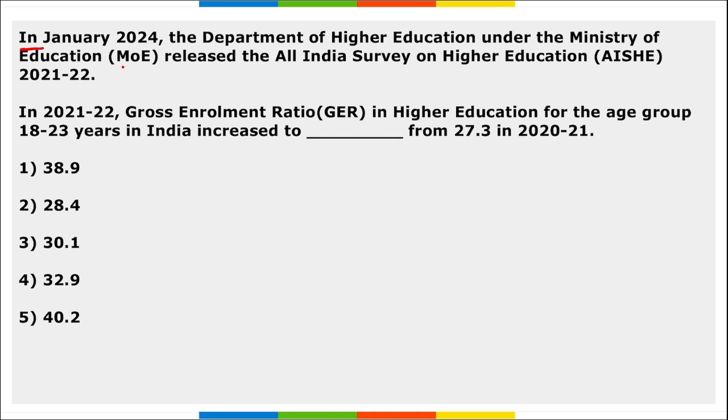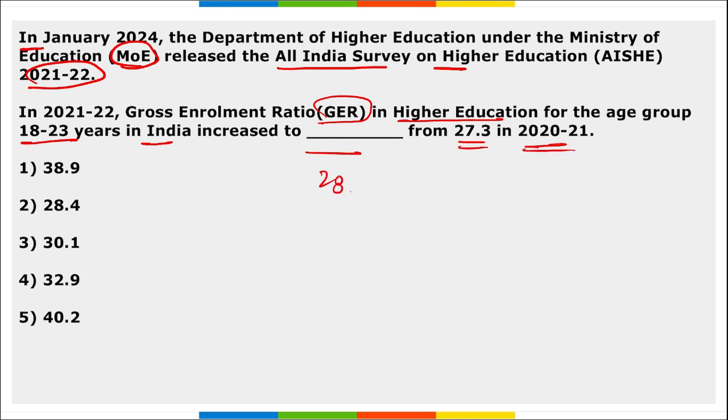Department of Higher Education under the Ministry of Education released All India Survey on Higher Education 21-22. Question asked here is that the gross enrollment ratio in higher education for the age group 18 to 23 in India increased to dash from 27.3% in 2020 to 2021. So it was increased to 28.4%. That was earlier 27.3% in 2020 to 2021.